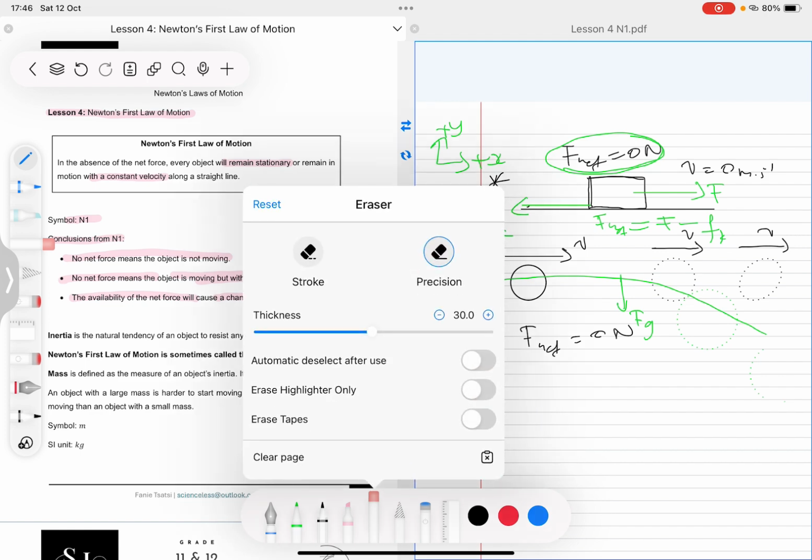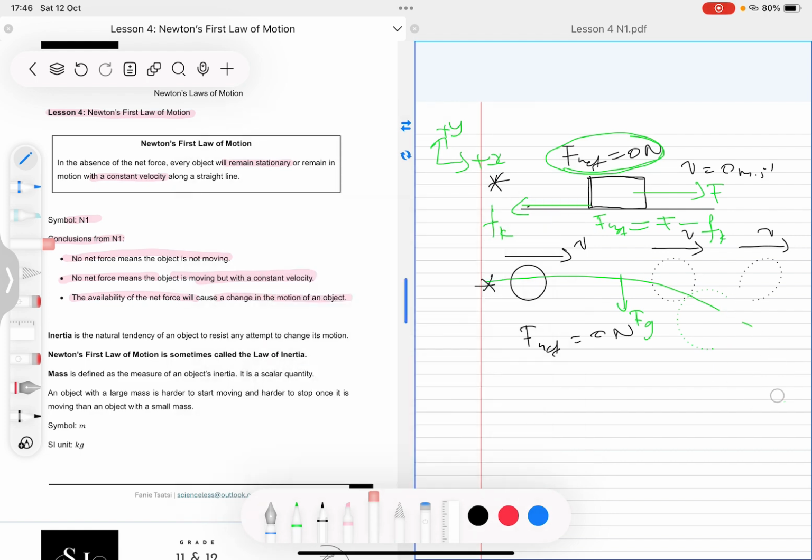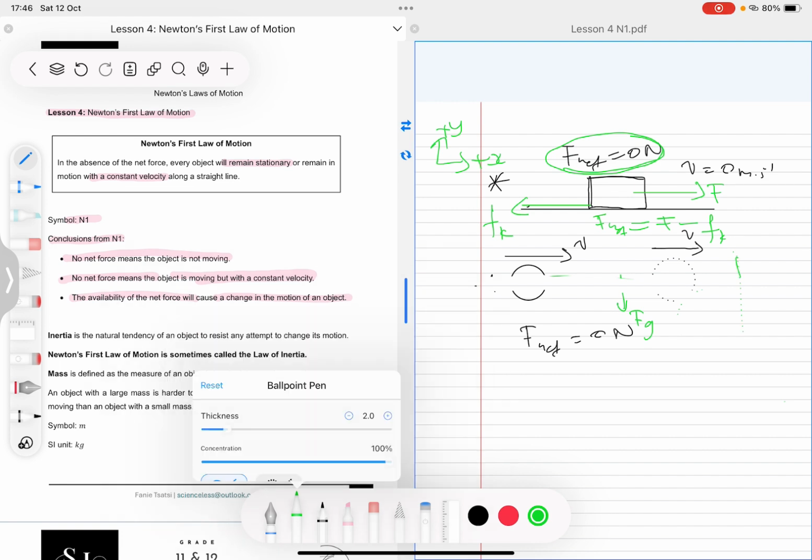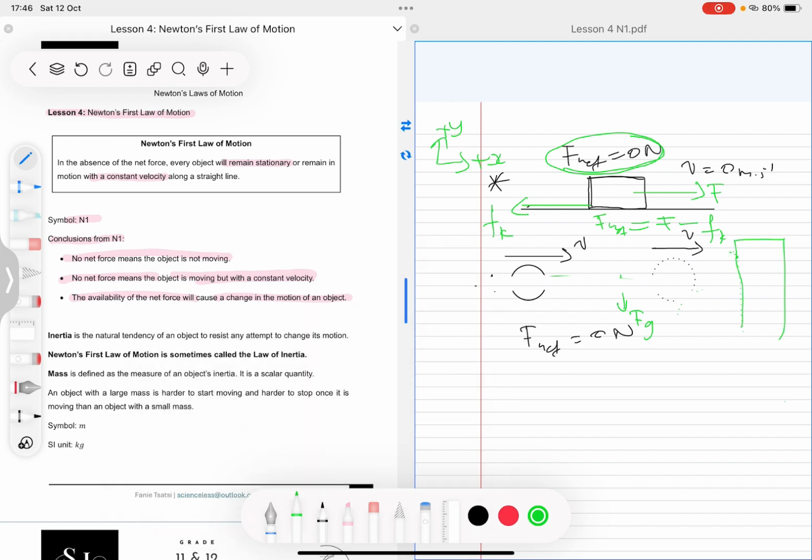Another way of looking at this situation is, let's say we put a wall here. Let's say the ball hits a wall instead of introducing gravity. Let's say we have a wall and the ball comes in contact with the wall. The wall will exert a force that goes in this direction.